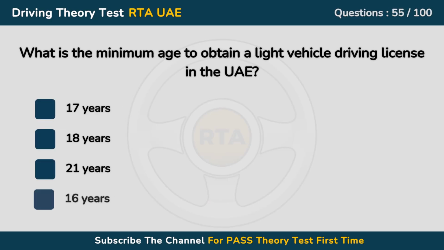Question 55. What is the minimum age to obtain a light vehicle driving license? A. 17 years, B. 18 years, C. 21 years, D. 16 years?